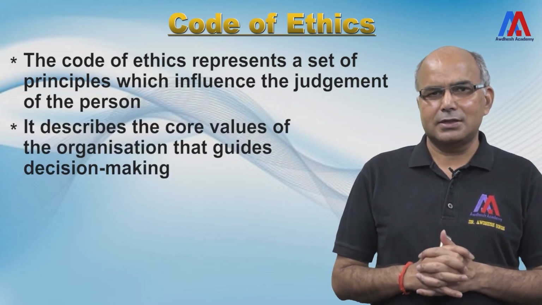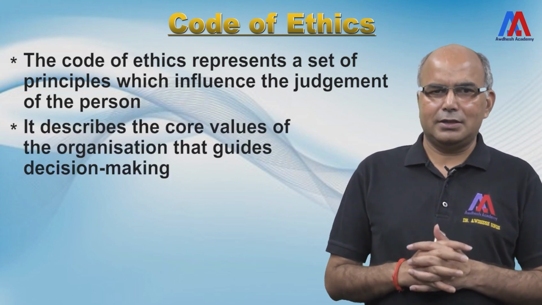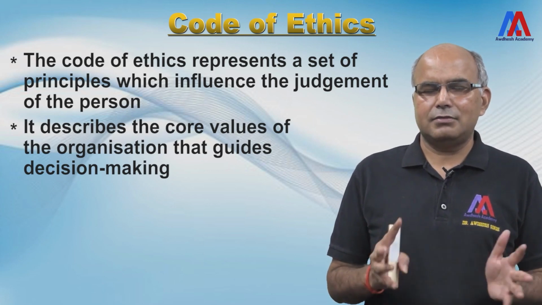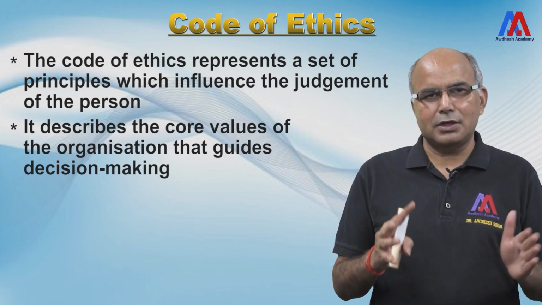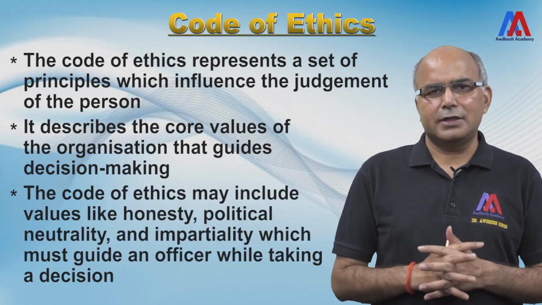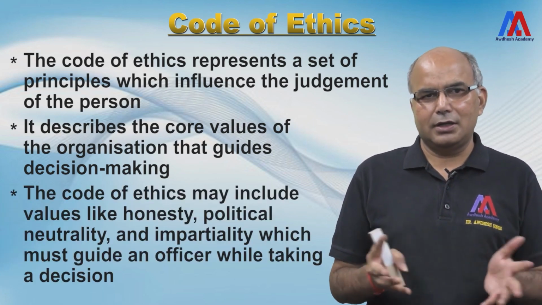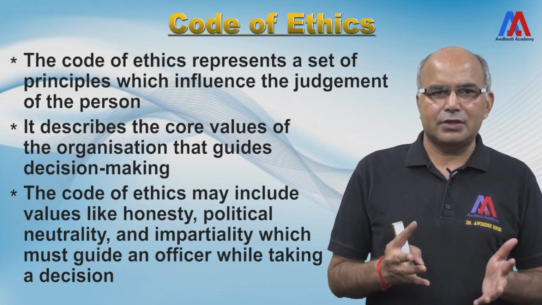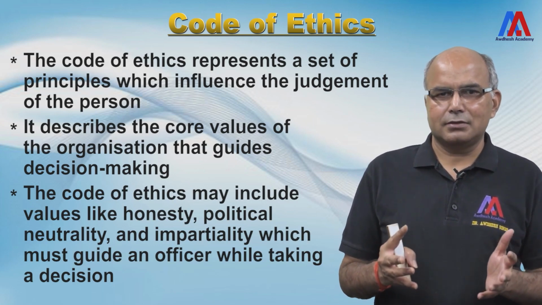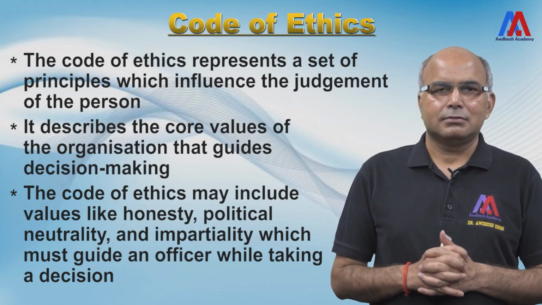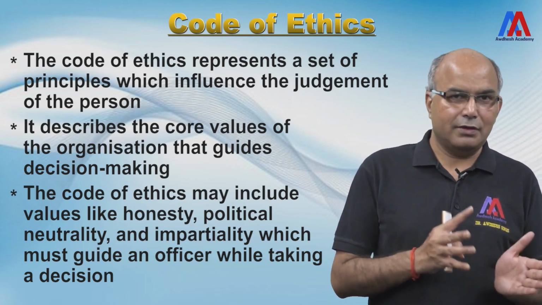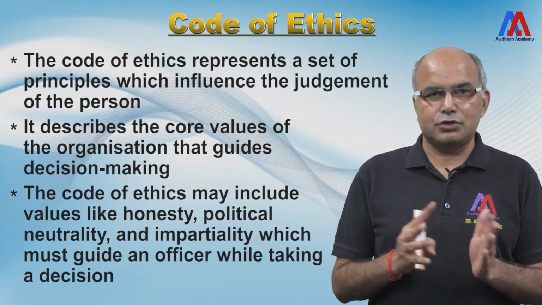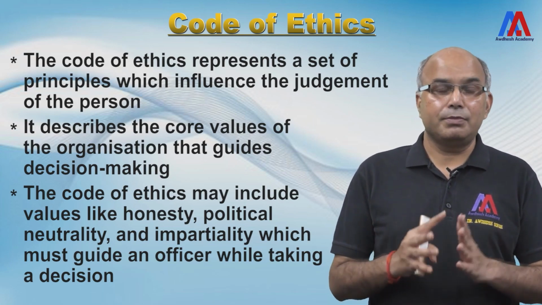Code of ethics basically describes the core values of the organization that guide the decision making. Every organization has certain ethical values. Those are basically the code of ethics. The code of ethics may include values like honesty, political neutrality, and impartiality, which must guide an officer while taking a decision. That means when we are taking a decision, we should be honest. We should not take favor from the politicians. We should be politically neutral. We should be impartial.